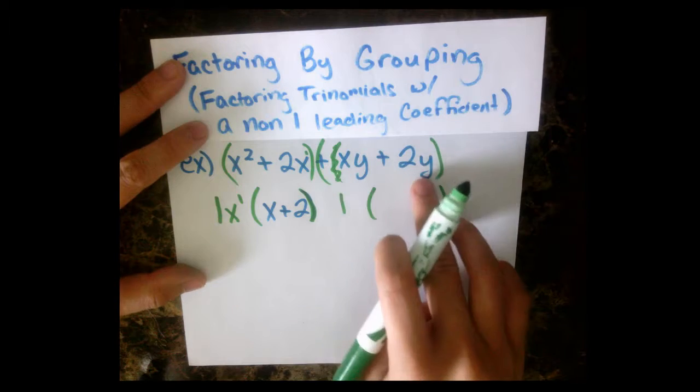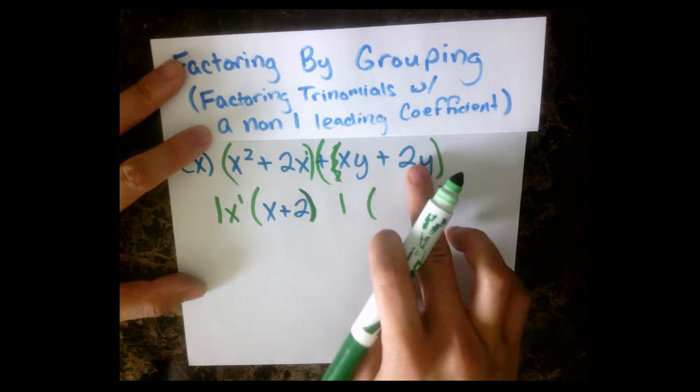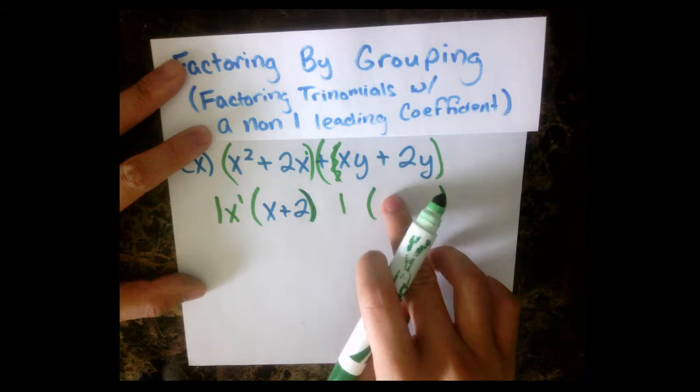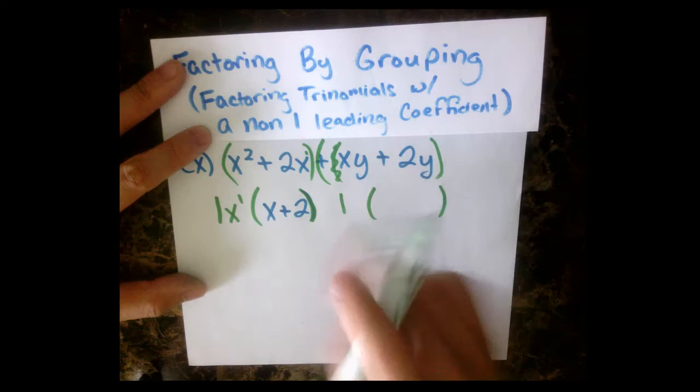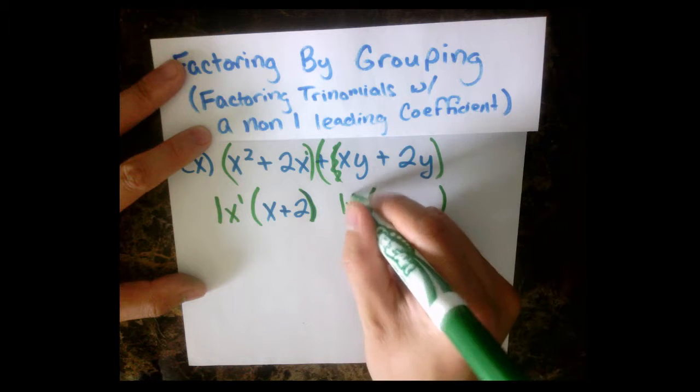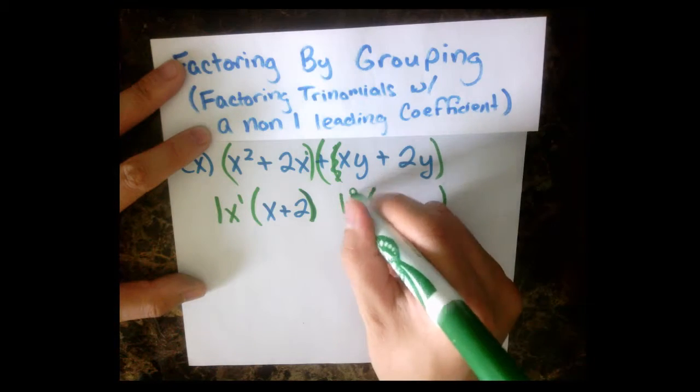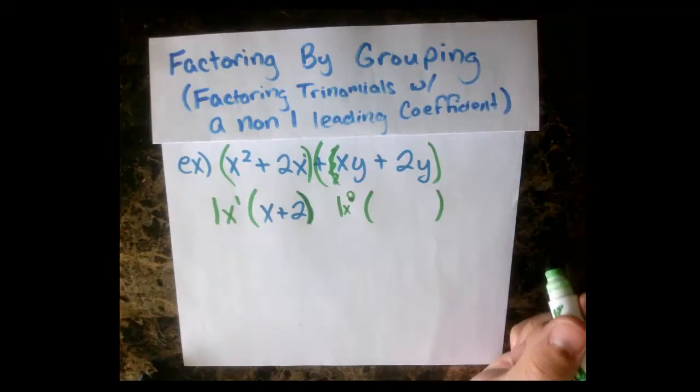The other way to think about this is that I have an x to the first and an x to the 0. I can pull out an x to the 0, but anything to the 0 power is 1. Okay, so I could technically pull out x to the 0, which is just 1. So x to the 0 is 1, so it doesn't make any difference for what we're doing.